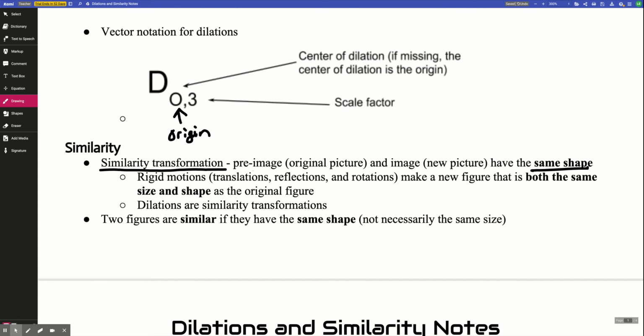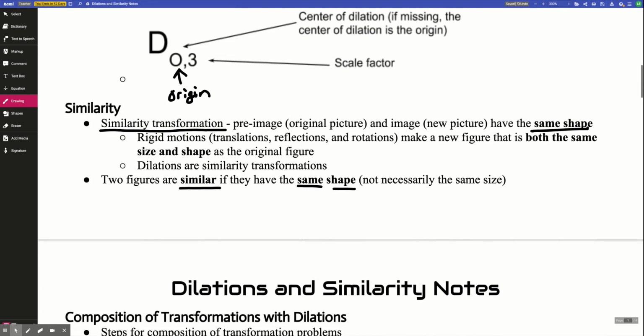So you have this definition here. The pre-image, which is the original picture, and the image have the same shape but different sizes. Dilations are really our only type of similarity transformation. And you also have a definition of similar on here. So just keep in mind, similar means same shape. Similar means same shape.